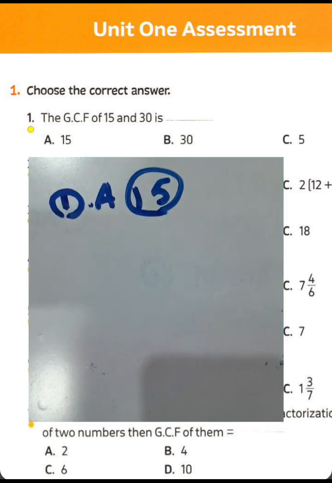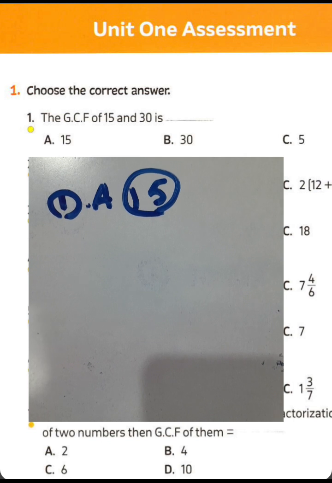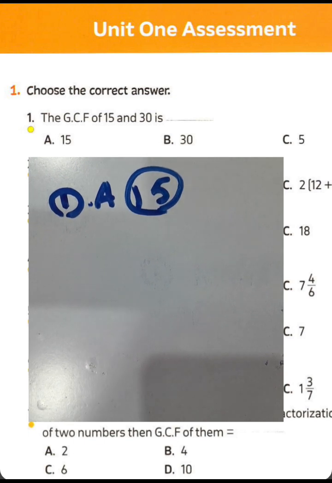But if your teacher asked you about the least common multiple between 15 and 30, you must choose 30. 30 is the least common multiple of 15 and 30. But in this example, you want to find the greatest common factor between 15 and 30. 30 can be divided by 15, then 15 is the greatest common factor between the two numbers.